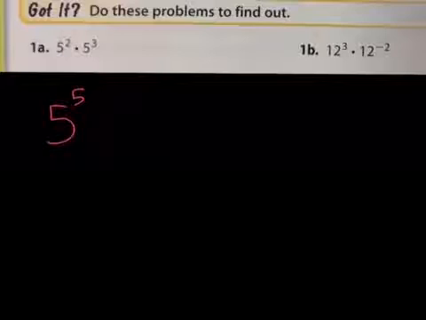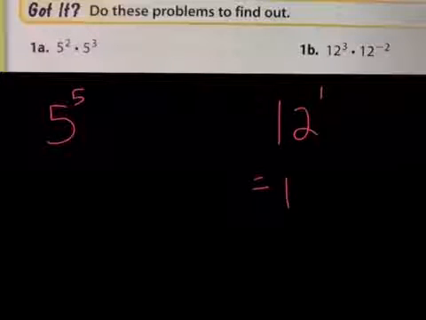Here we have our base of 5, and we're multiplying them, so we just add the exponents. 2 plus 3 equals 5. So it's 5 to the power of 5. And over here, for b, we have the base of 12, so we know it's going to be 12. And now we have 3 plus negative 2. 3 plus negative 2 is going to be to the power of 1, or we can just simply say 12.